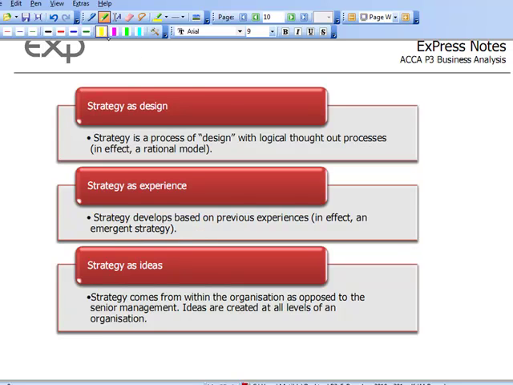So, JSW say, look, first of all, strategy is design, then strategy is experience, and then strategy is ideas. Now, first of all, if we think of strategy as design, strategy is a process of design with logical, thought-out processes. So what this is, in effect, is a rational model. That's a design strategic model. Rational model, you analyze, you then make your choice, you then implement it.